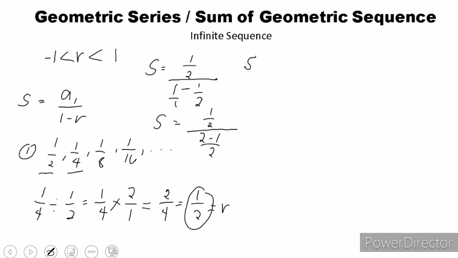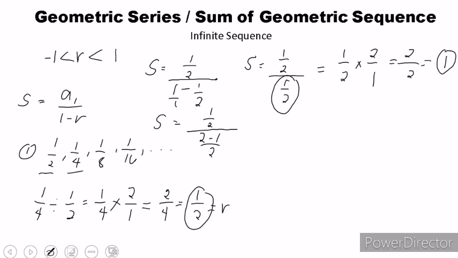So, S is equal to 1/2. 2 minus 1 is 1 over 2, which is equal to 1/2 times 2 over 1. Since division siya, 1/2 divided by 1/2 siya, kunin lang natin reciprocal nun, tsaka natin i-multiply. So, 1 times 2 is 2. 2 times 1 is 2. 2 divided by 2 is 1. So, yun yung sum ng kanyang infinite sequence.